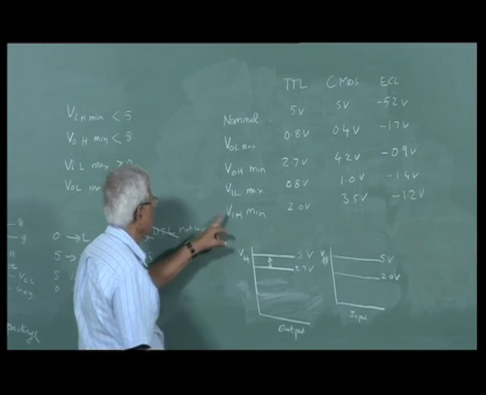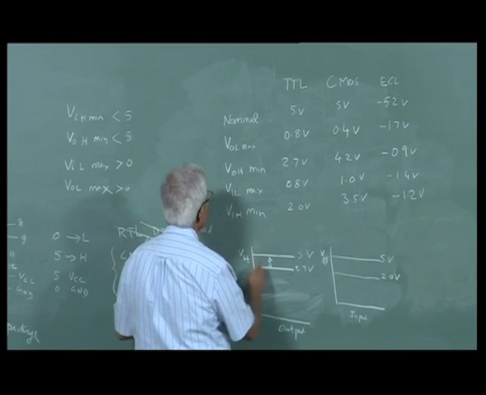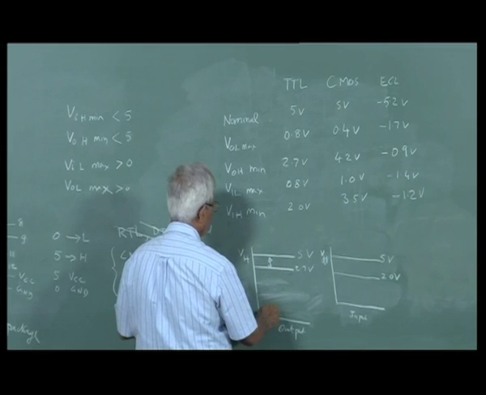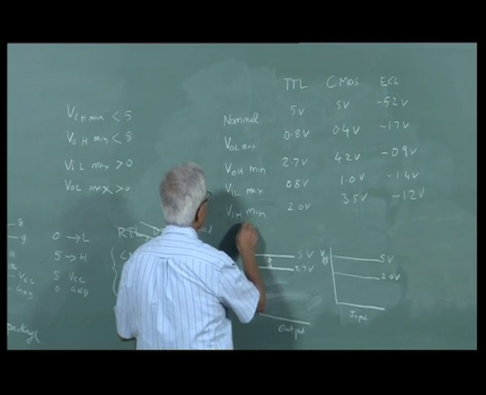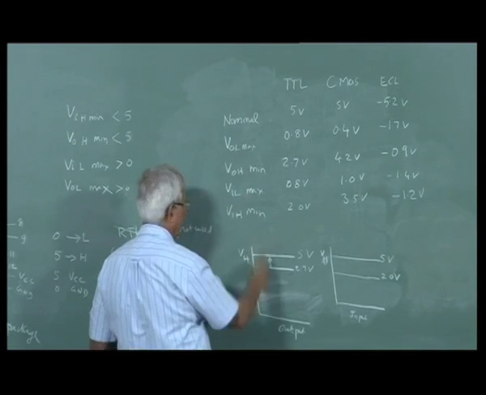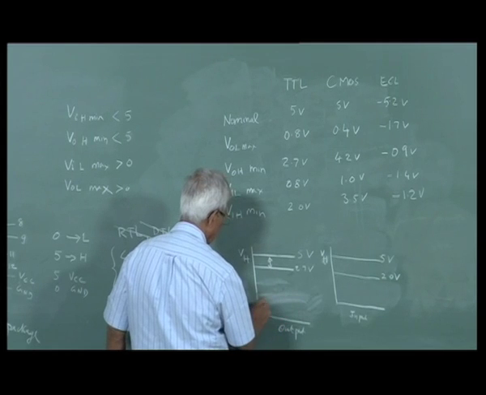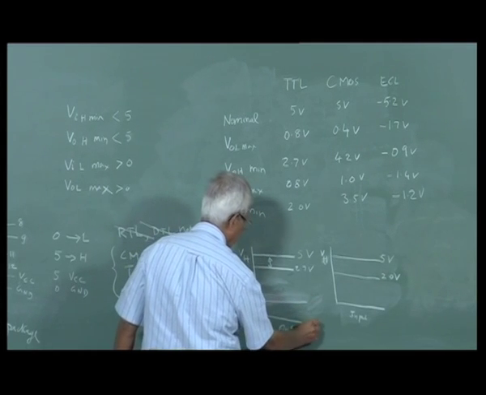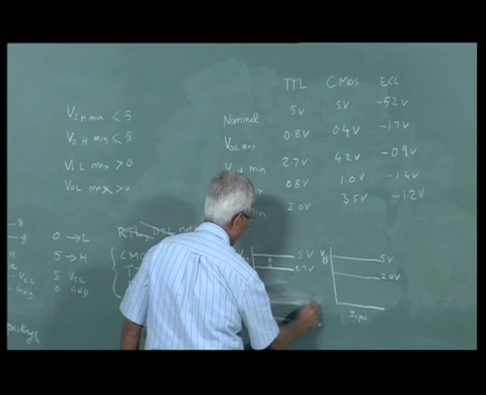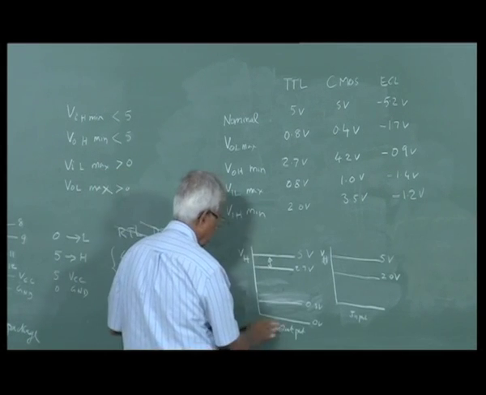VIH. VOH, this is output side. VOH minimum I already wrote, VIH minimum is 2 volts and VOL maximum is 0.38 volts. This is nominally 0, up to 0.8 volts it can give, and still it will be called a low level output.